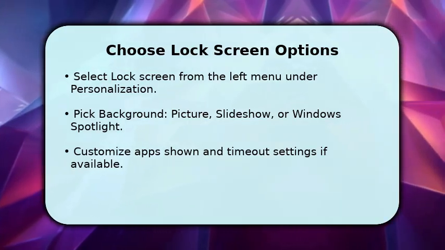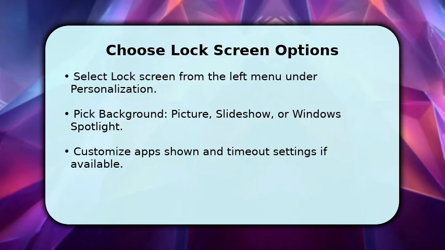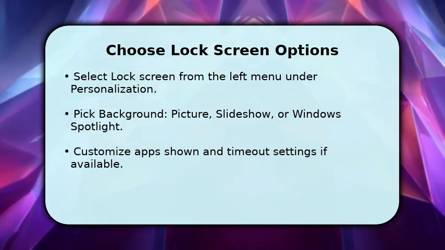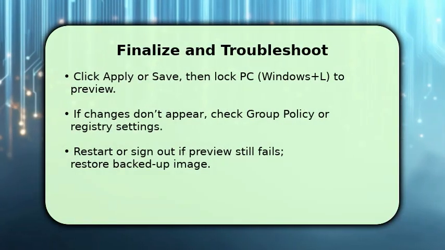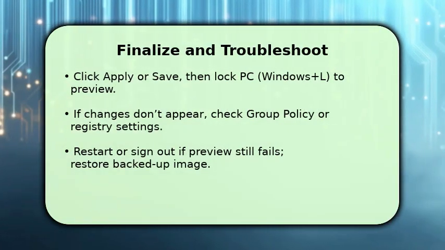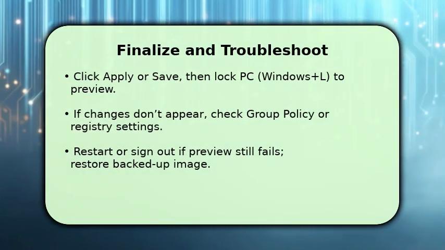Also configure Quick Status Apps and Screen Timeout. These controls affect what you see and how long. Finish by clicking Apply or Save, then lock the PC with Windows plus L to preview your new lock screen. This confirms everything looks right.